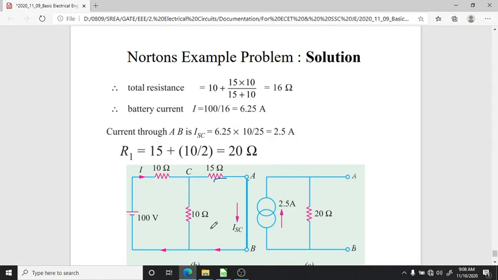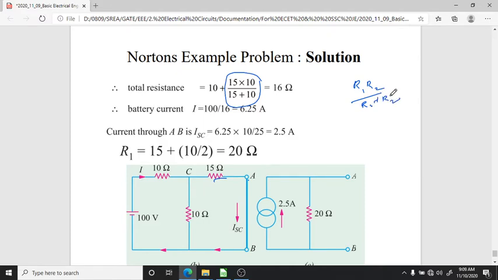This 15 ohm and 10 ohm become parallel. The parallel combination of resistance is nothing but 15 into 10 by 15 plus 10. If two resistors are in parallel, then what is the formula? R1 R2 divided by R1 plus R2, like this.